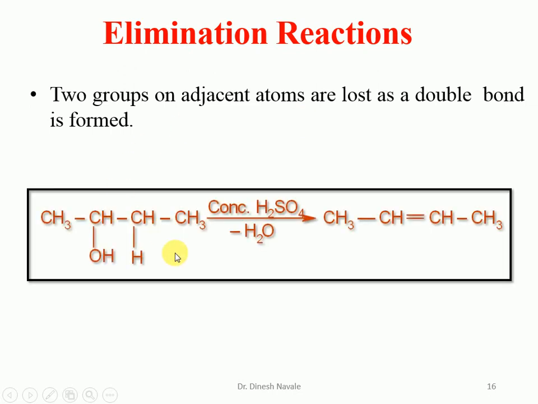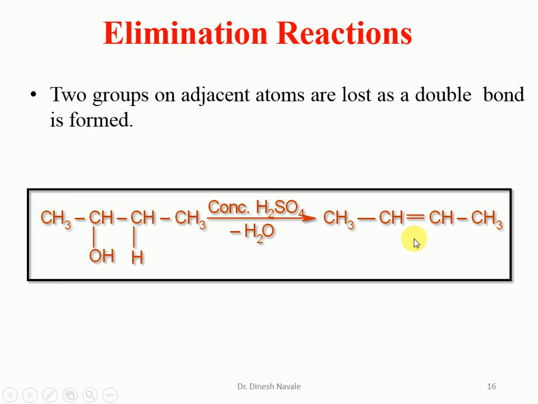So this is again dehydration. See, in addition reaction we have seen it is the addition of water across the double bond. In elimination reaction it is the removal of water from the alcohol, and we will get the alkene as a product. So it is a dehydration, removal of hydrogen and OH from the molecule as a water molecule. Carbon-H and carbon-OH, two sigma bonds are going to be broken and one carbon-carbon double bond is going to be formed. That means a saturated molecule will be converted into the unsaturated molecule.